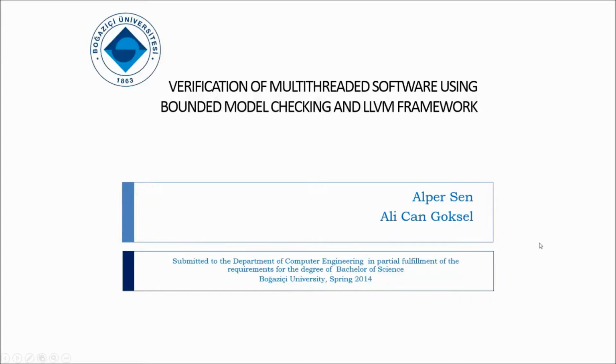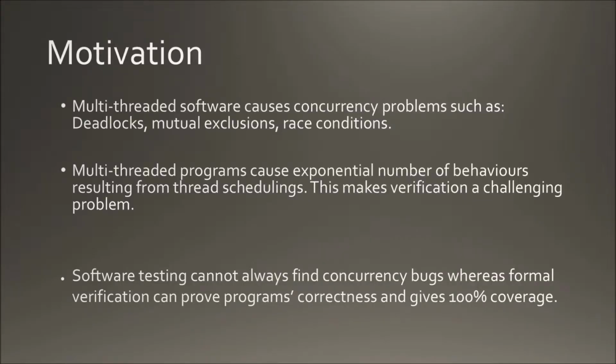Hello everyone, I'm Goksel and this is my CMPE 492 project called Verification of Multithreaded Software using Bounded Model Checking and LLVM framework. This project focuses on concurrency bugs of the programs. Multithreaded programs may contain bugs which are specific to them, such as deadlocks, race conditions, or mutual exclusions.